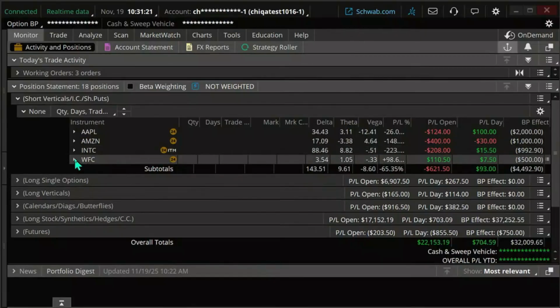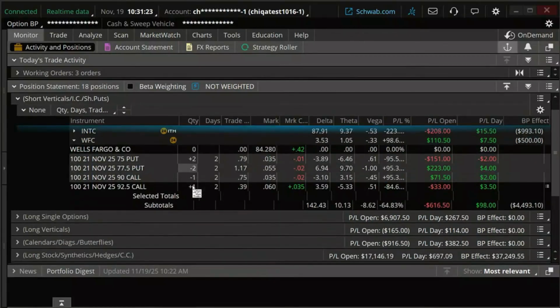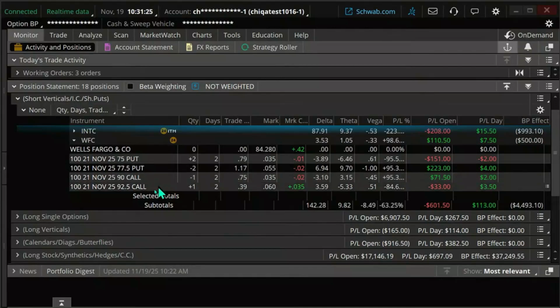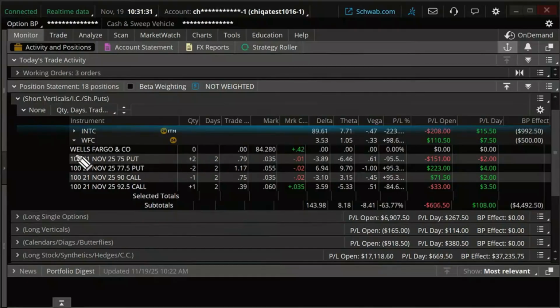Let's look at Wells Fargo. What do we got? Well, we've got kind of an iron condor thingy going here, but we have different numbers of contracts. We have two puts, and with iron condors, we always kind of manage them separately. Okay? So there's our put vertical. Here's our call vertical. And you know what? We have 2 days to go to expiration.